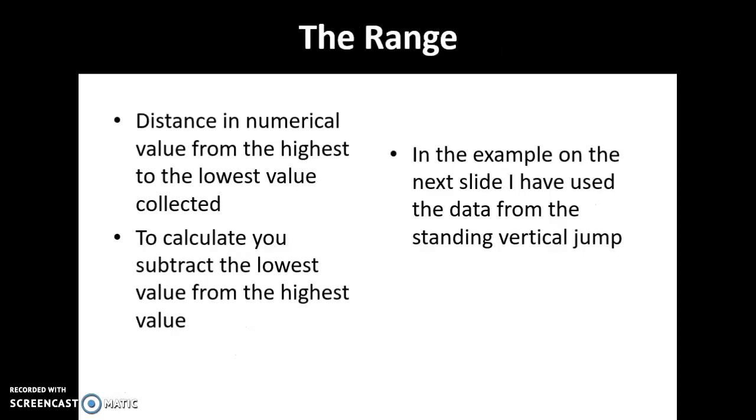So the range. The range is defined as the distance in numerical value from the highest to the lowest collected value. To calculate the range, you subtract the lowest value from the highest value. In the next slide, I have used data from the standing vertical jump to explain the range and show you an example. There are many positives and negatives about the range. The range is very good because it can give you the value from the highest to the lowest, and it doesn't matter about the values in between.